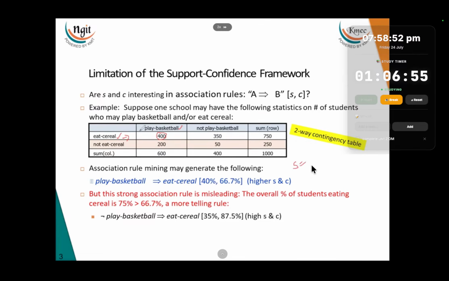support, right? So the union of play basketball and eating cereal is 400, right? And the total number of transactions we have here is 1000. So we'll get the support count as 40%. Now if you want to calculate the confidence, right?